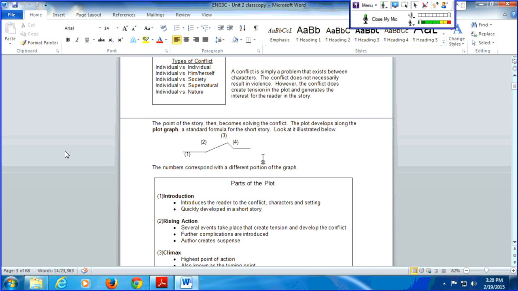So I'll give a second, I'll highlight this so it's hopefully a bit clearer. So we see it there, that is our graph. So we've seen numbers 1, 2, 3, and 4. Number 1 is the introduction. This quickly introduces the reader to the conflict, the characters, and the setting.